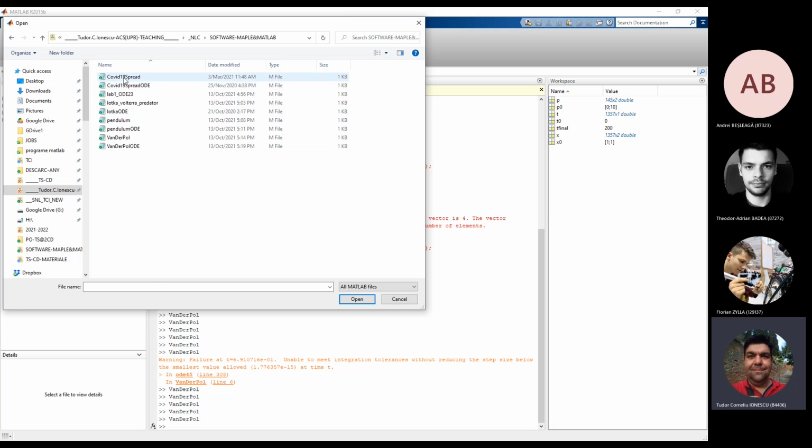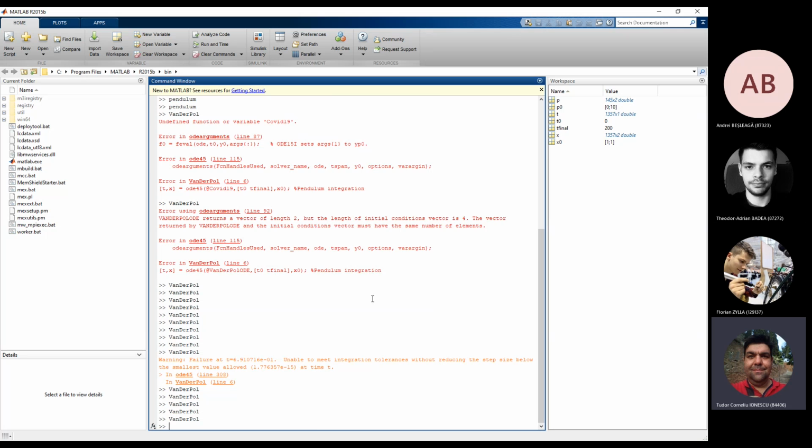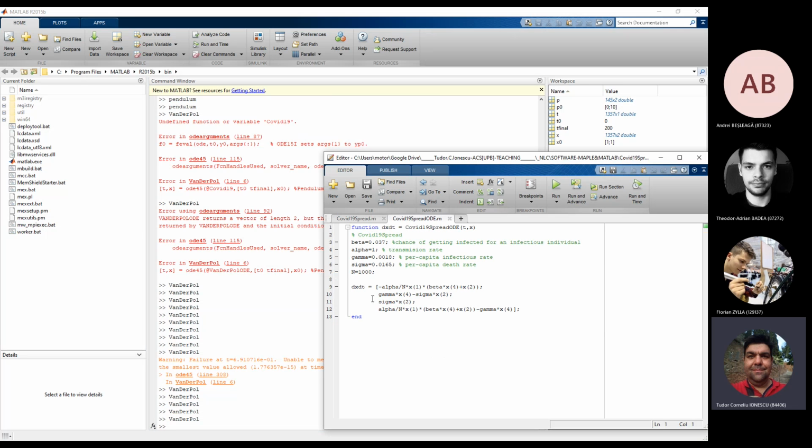So COVID spread and COVID OD. Let's try to open them both simultaneously. Right. So here I implemented the model I presented earlier in the article. Okay, this is the model presented earlier in the article.